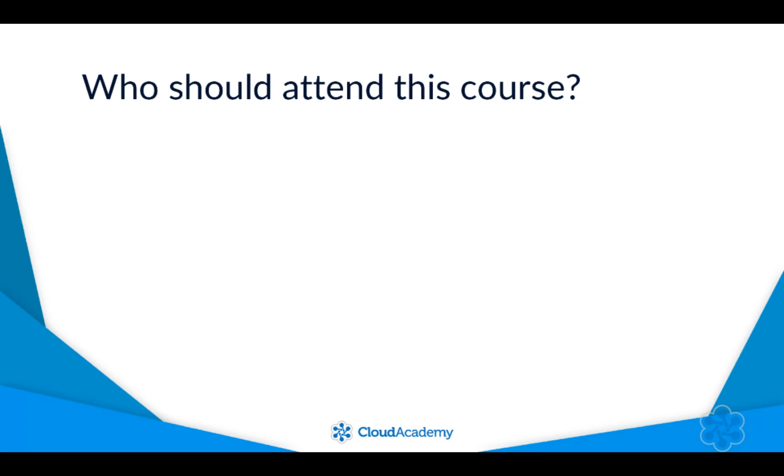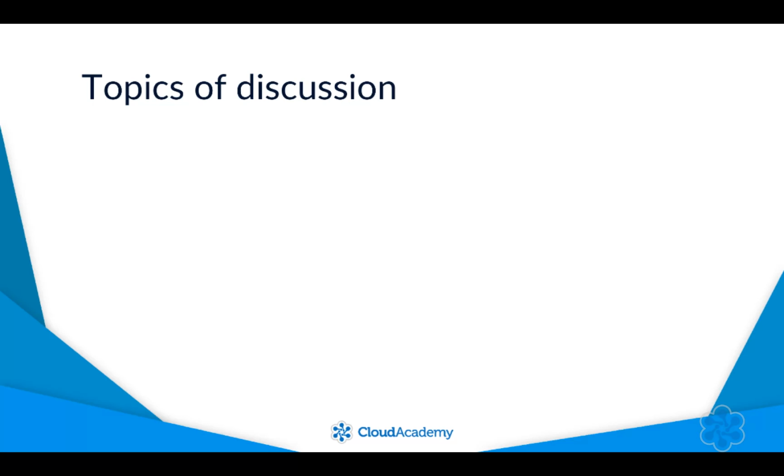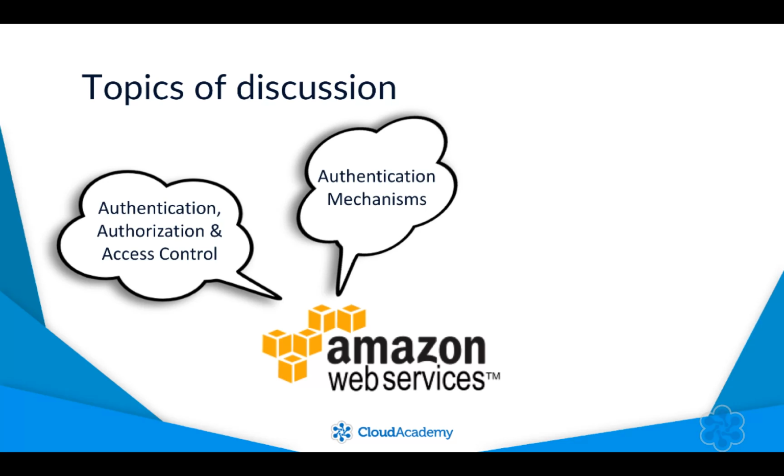This course has been curated for an audience who have an interest in cloud security and may be in a position of a cloud solutions architect or cloud security specialist or similar. This course will cover a range of topics including authentication, authorization and access control. Here I shall be looking at the differences between these three terms that often get confused. Then we'll look at authentication mechanisms, and in this lecture I will examine the different authentication mechanisms available within AWS.